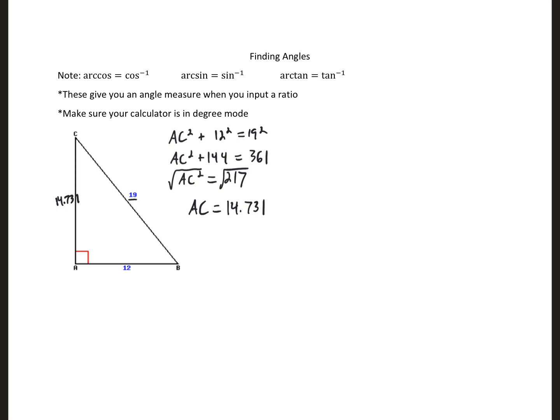Now when we go to find the missing angles, I would suggest using the two other side lengths because those are not rounded numbers. Those were given exactly. So let's start first by finding angle B. The inverse trig ratios will give you angle measures.